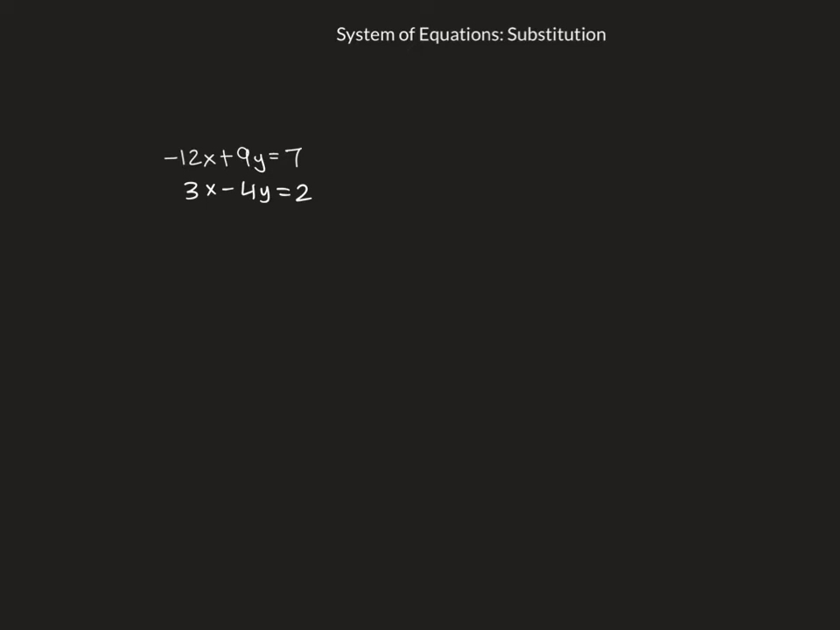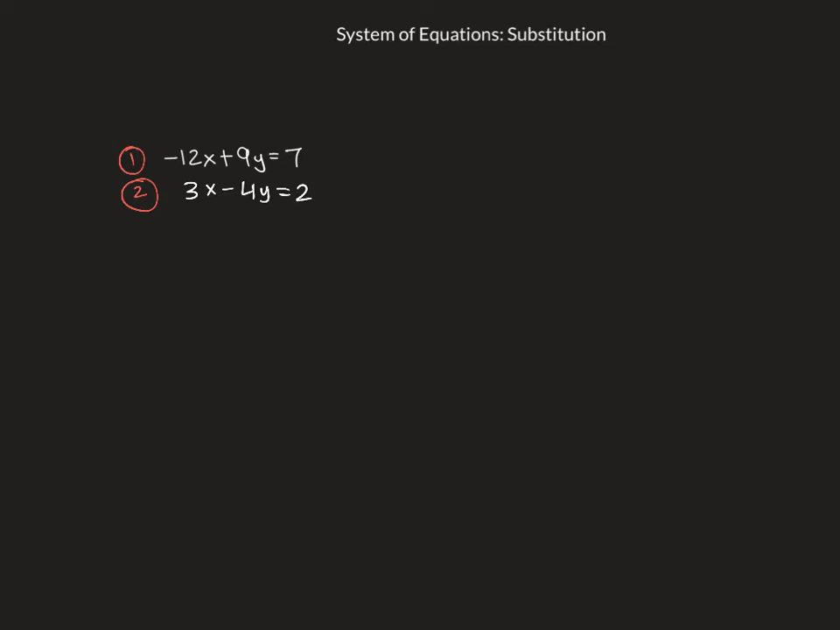So we have minus 12x plus 9y is equal to 7. And our second equation is 3x minus 4y equals 2. So I'll go ahead and number these equations, 1 and 2. And what we can do here is, we want to solve for one variable. When I mean by solving for one variable, it doesn't mean that you have to come to a perfect numeric value. What it can mean is that it is equivalent to an expression that includes the other variable. So let's go ahead and just isolate one of the variables.